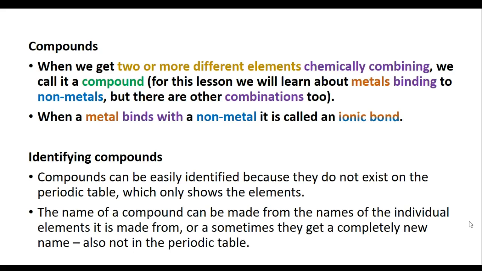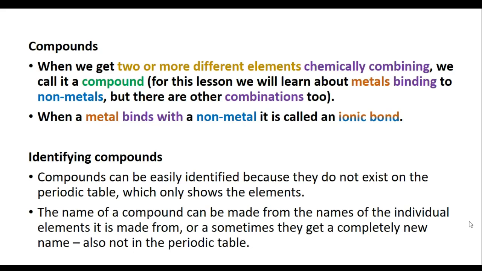Now when a metal binds with a non-metal, we call it an ionic bond. It's a type of electrostatic force of attraction between the 2 elements. And it causes the 2 elements to combine together. It's a bond, it links them together.